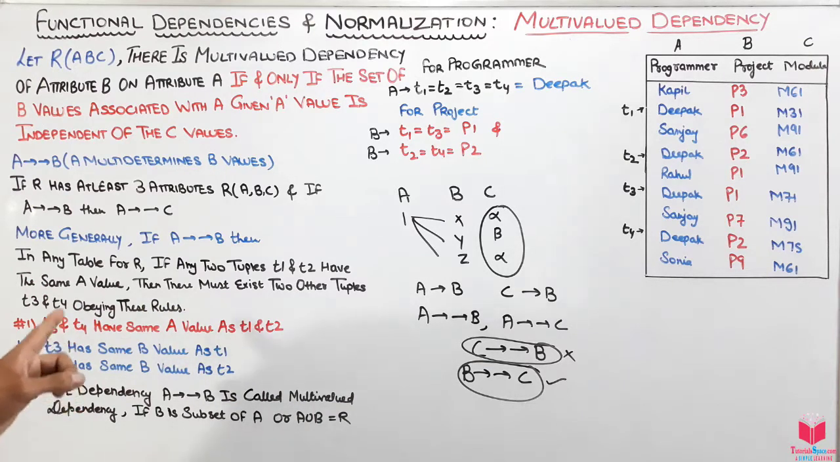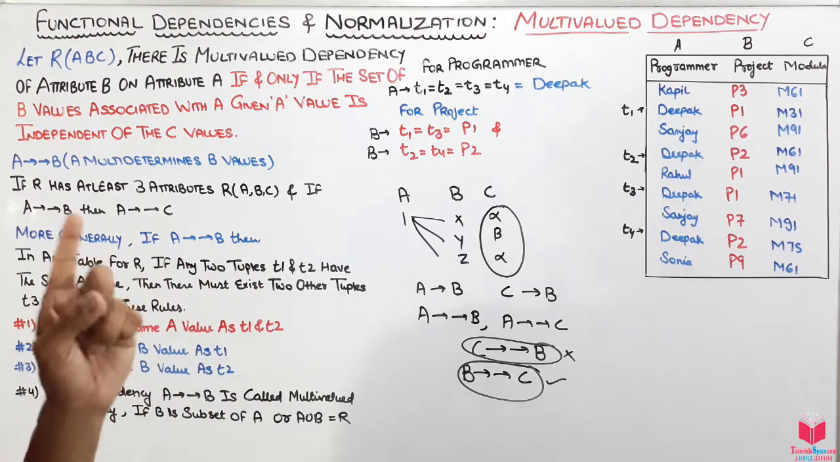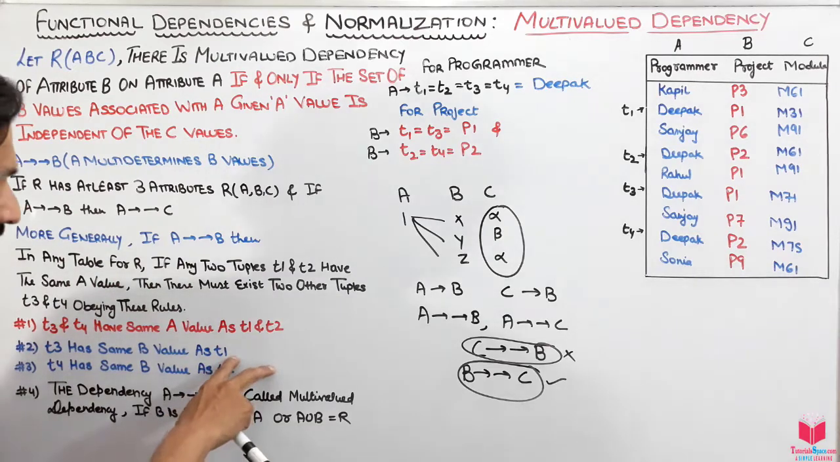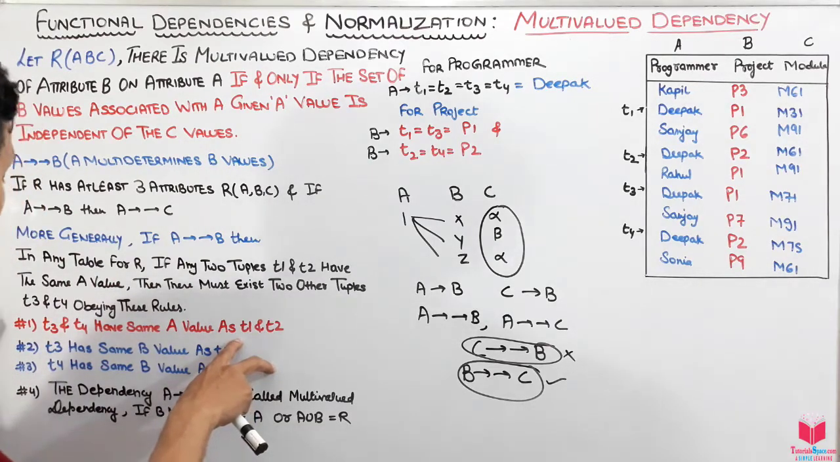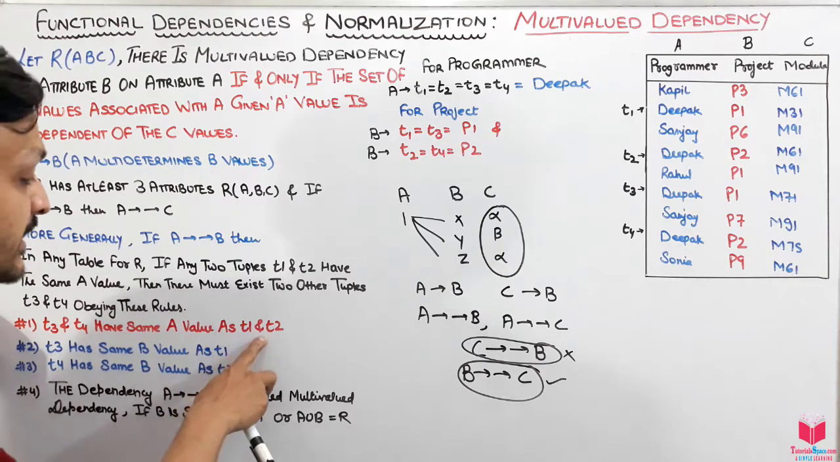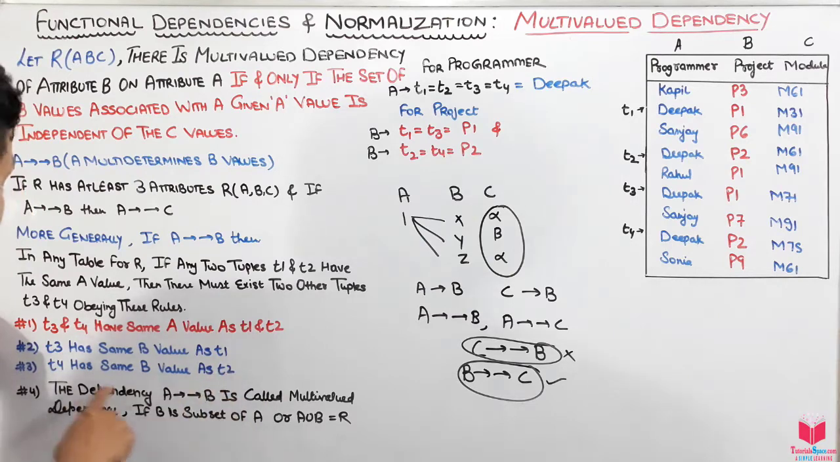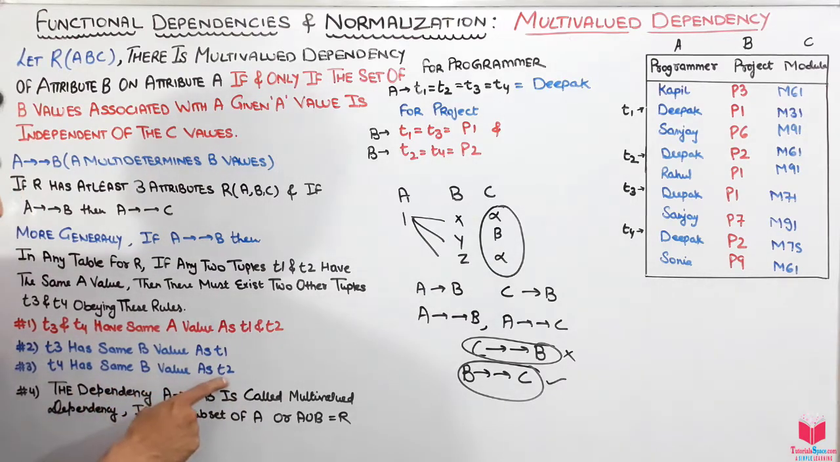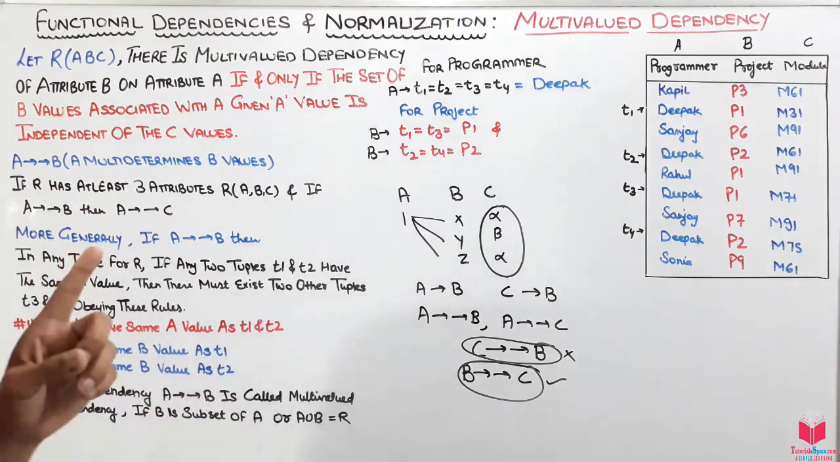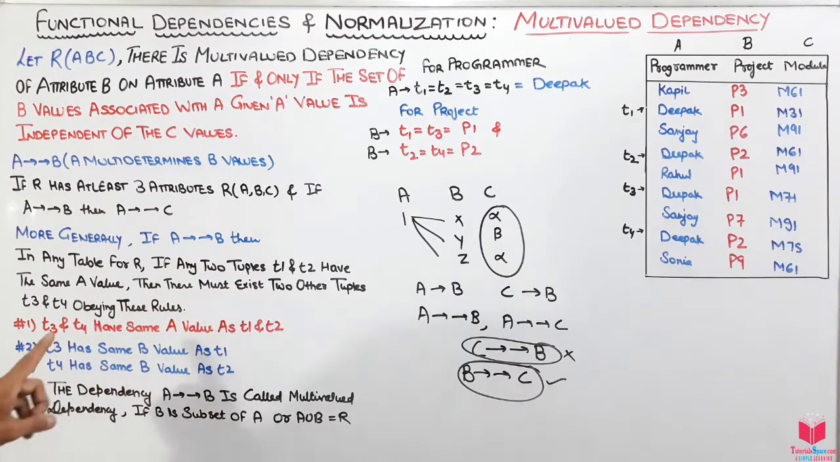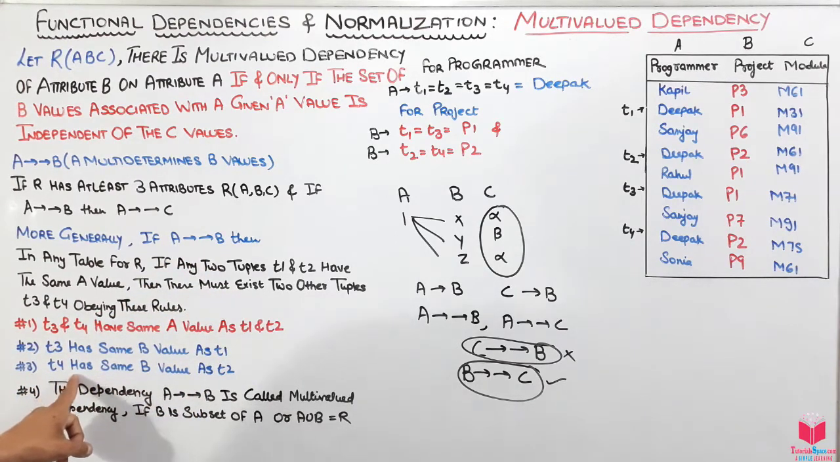And T3 has the same B value as T1. That means the value of A matches for T1, T3 and T4, but the value of B will be the same for T1 and T3. And T4 has the same B value as T2, so the value of B at T2 will be equal to the value of B at T4. We will take an example, it will be clearer.